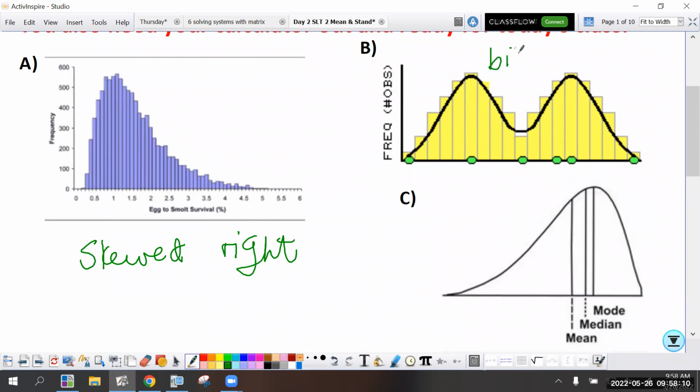Graph B is bimodal. There are two parts that have the most data. It's an AL, not AI. And then graph C is skewed left.